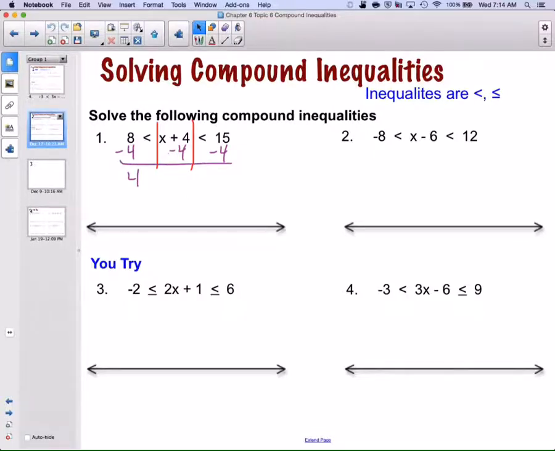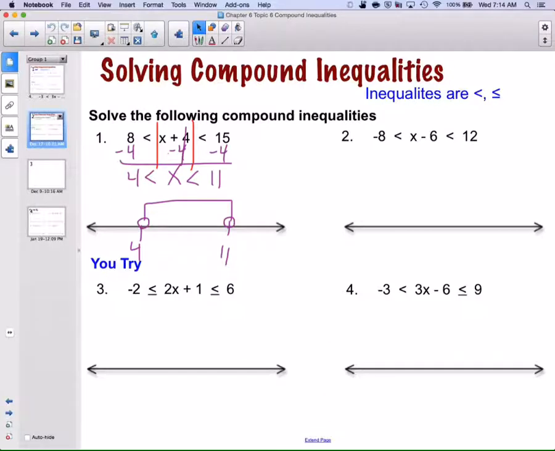So that becomes an 8 minus 4, which is 4. We copy down the less than symbol. These 4's now cancel. Copy down the less than symbol. And 15 minus 4 is 11. So what I'm left with is something like I saw on the previous slide where I can plot down a 4. I can plot down an 11. They're both open circles because they're not the equal to's. And I connect the dots.